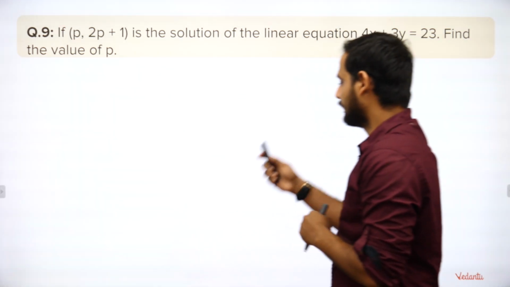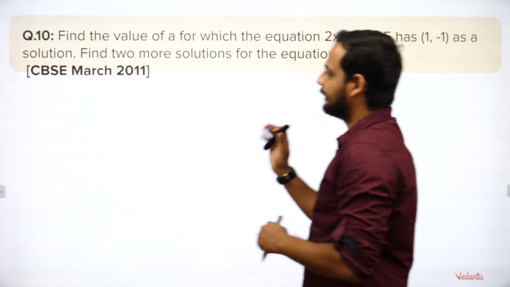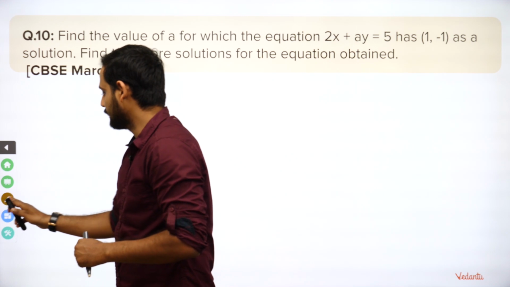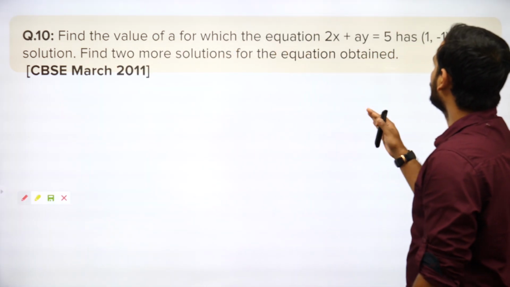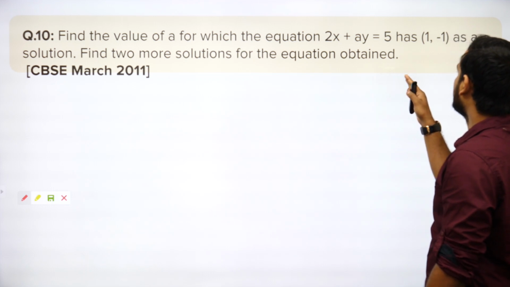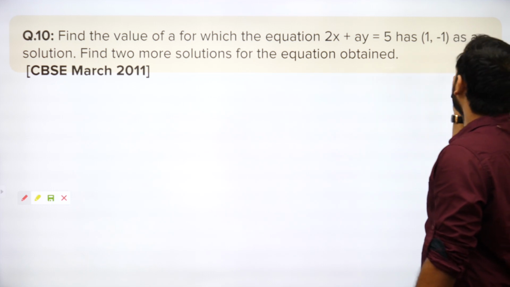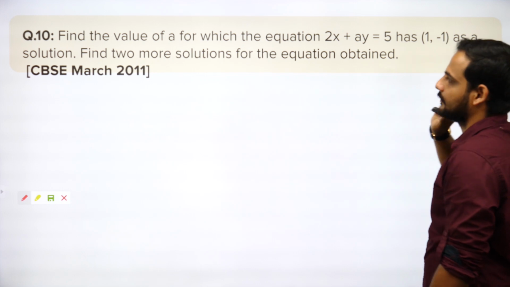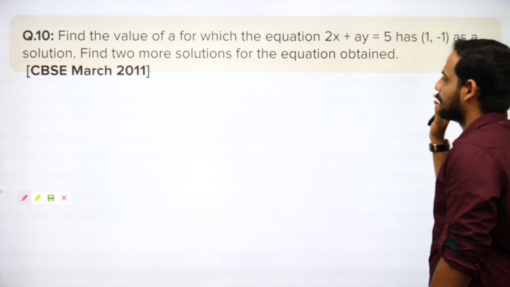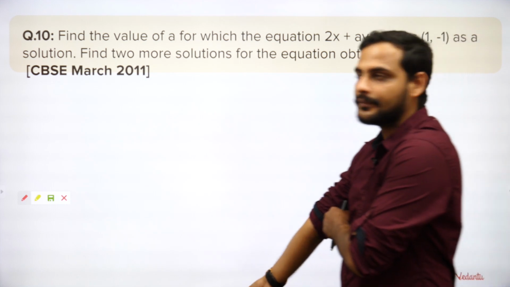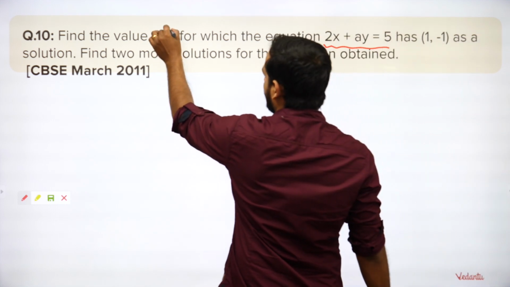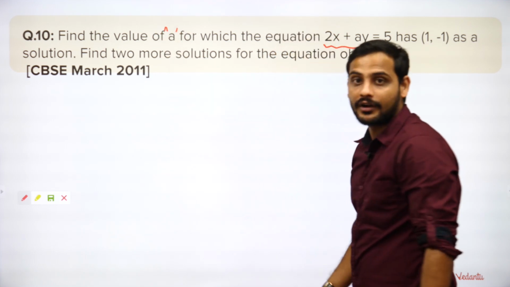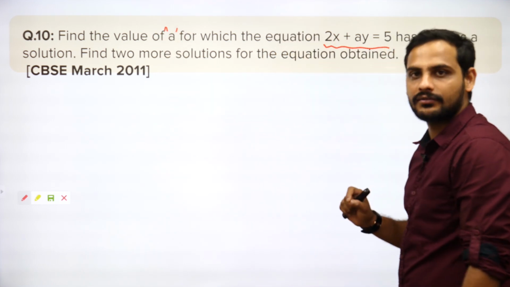Let's move ahead. Question number 10 is a CBSE question. The question is: find the value of a for which the equation 2x plus ay is equal to 5 has (1, minus 1) as a solution. Find two more solutions of the equation obtained. No problem. First the equation is this, and our aim is to find the value of a. They have told us that (1, minus 1) is a solution.